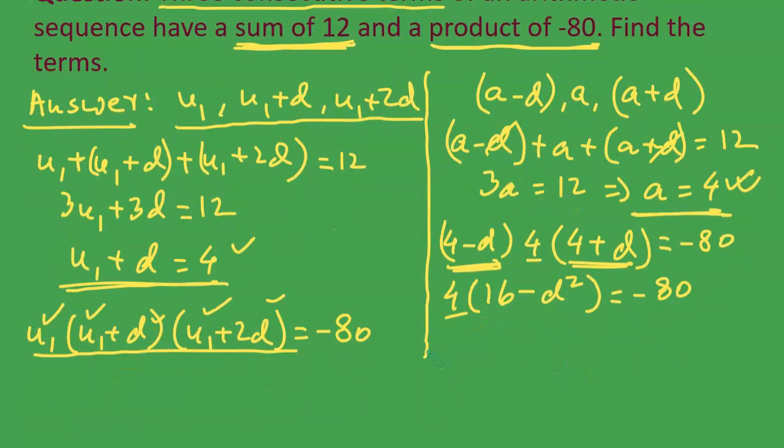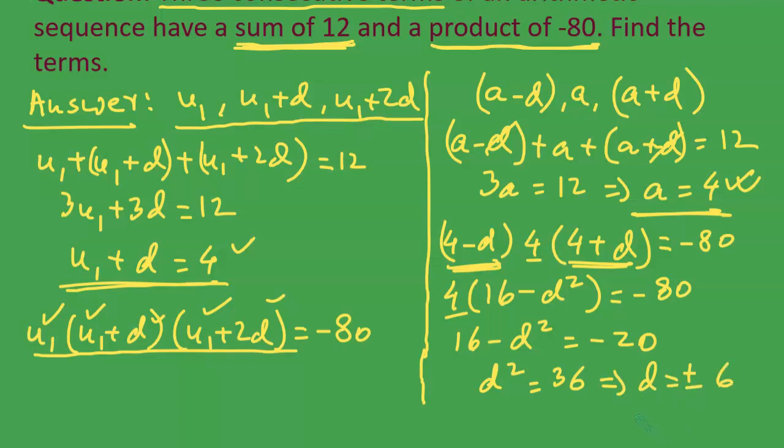And if I divide the entire equation by 4, what do I get? 16 minus D square is equal to negative 20. I have divided the entire equation by 4. Then what will be the value of D square? Obviously, D square will be equal to 20 plus 16, which is equal to 36, right? Therefore, D will be equal to plus minus 6. Therefore, we have got this value for A and this value for D.